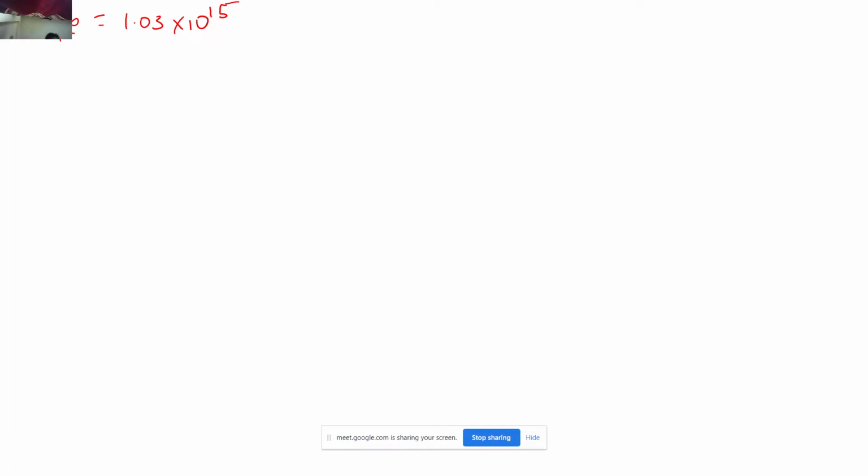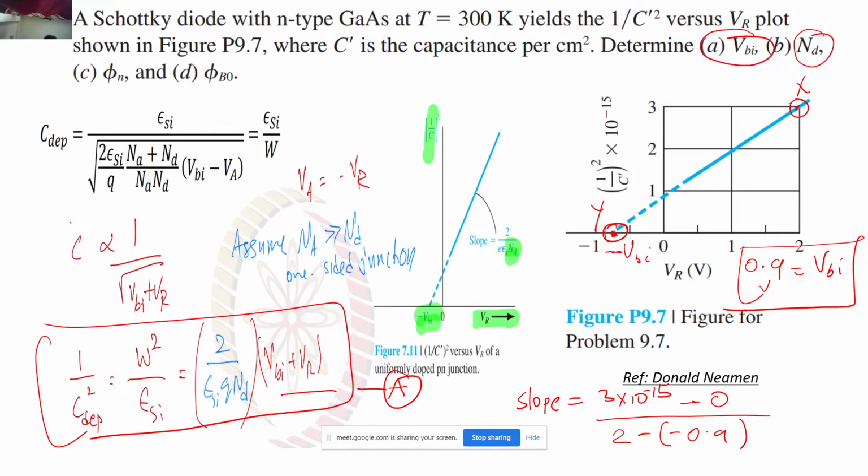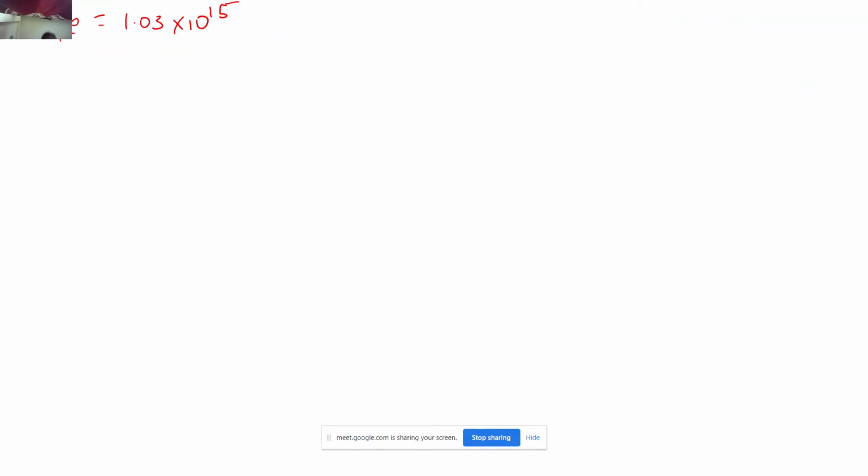Okay, so this was the value of slope that you got. Through this equation, 1 upon C square is here, your VR is over here, so this is nothing but y equals mx plus c kind of equation. The slope from this equation is just this term, 2 upon epsilon si q nd. So this was the slope that was given to me.